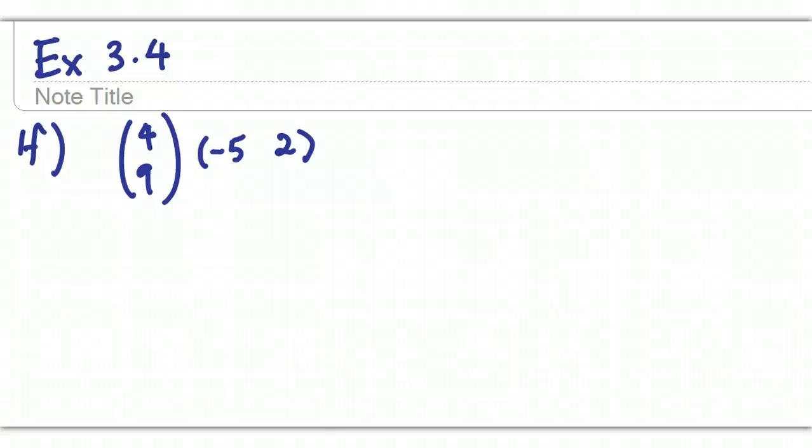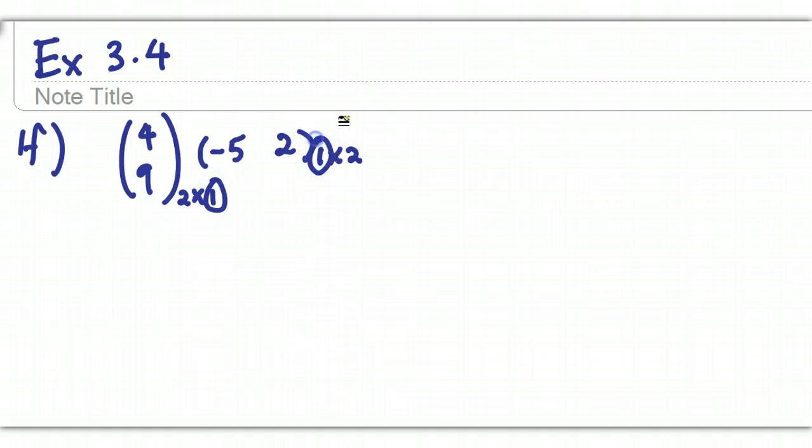Next, we look at question 1f. Again, you have two matrices of two different sizes. So we start our first step again, that is to determine the size of each matrix. This first matrix has 2 rows, 1 column, so it's a 2 by 1 matrix. And the second matrix has 1 row, 2 columns, so it's a 1 by 2 matrix.